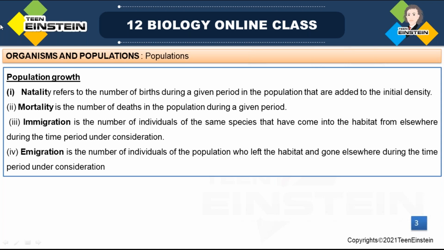But at the same time, 20 people are dying in that population. Then which one is more? Mortality or death rate is more. The number of people, the number of organisms which are dying, that is more. That means mortality is more. It means more organisms are going out of that population, or they are dying. Those organisms which are dying, that number is more. So which one is more? Mortality is more. That means population growth is not there.